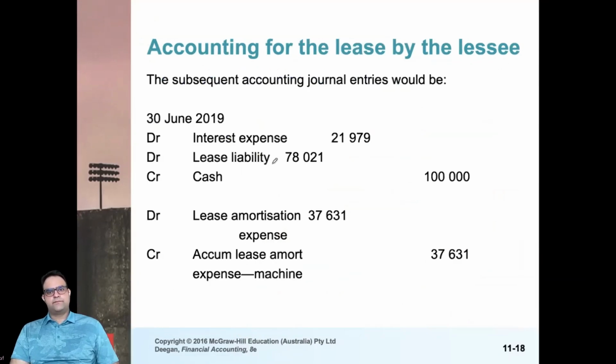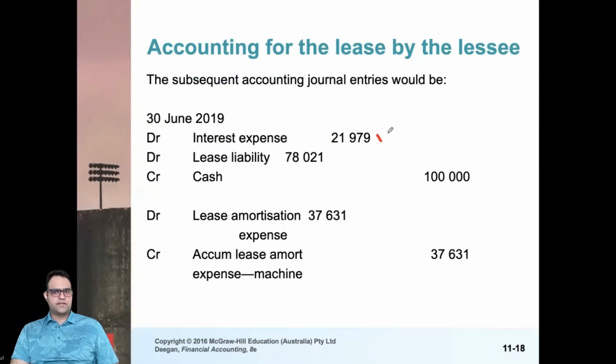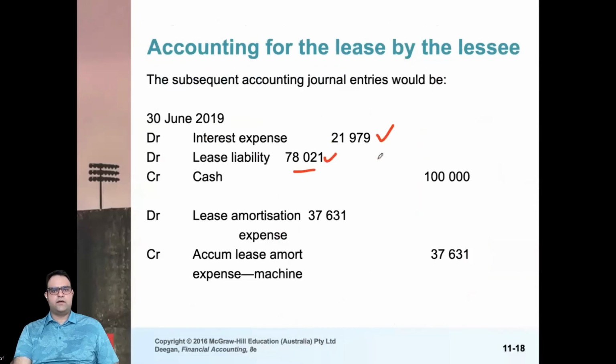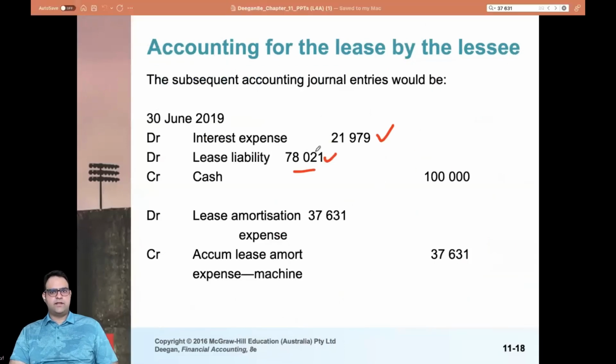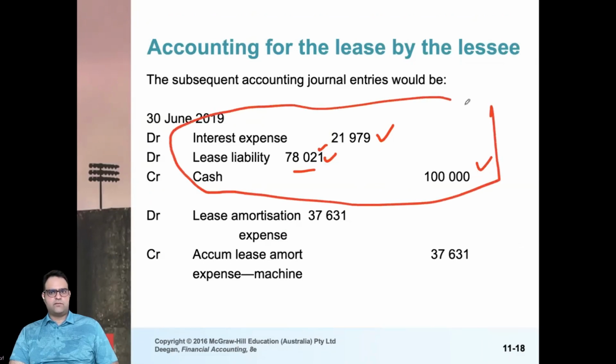Now the entry system. The entry for the interest will be, of course, interest expense, and the lease liability will be the liability for the year. Like in this case, we have the principal amount which we pay, which will reduce our lease liability, which we credited in the last entries. Now we are debiting it, and we pay cash of 100,000. So this entry we will keep on doing with different amounts, every year.